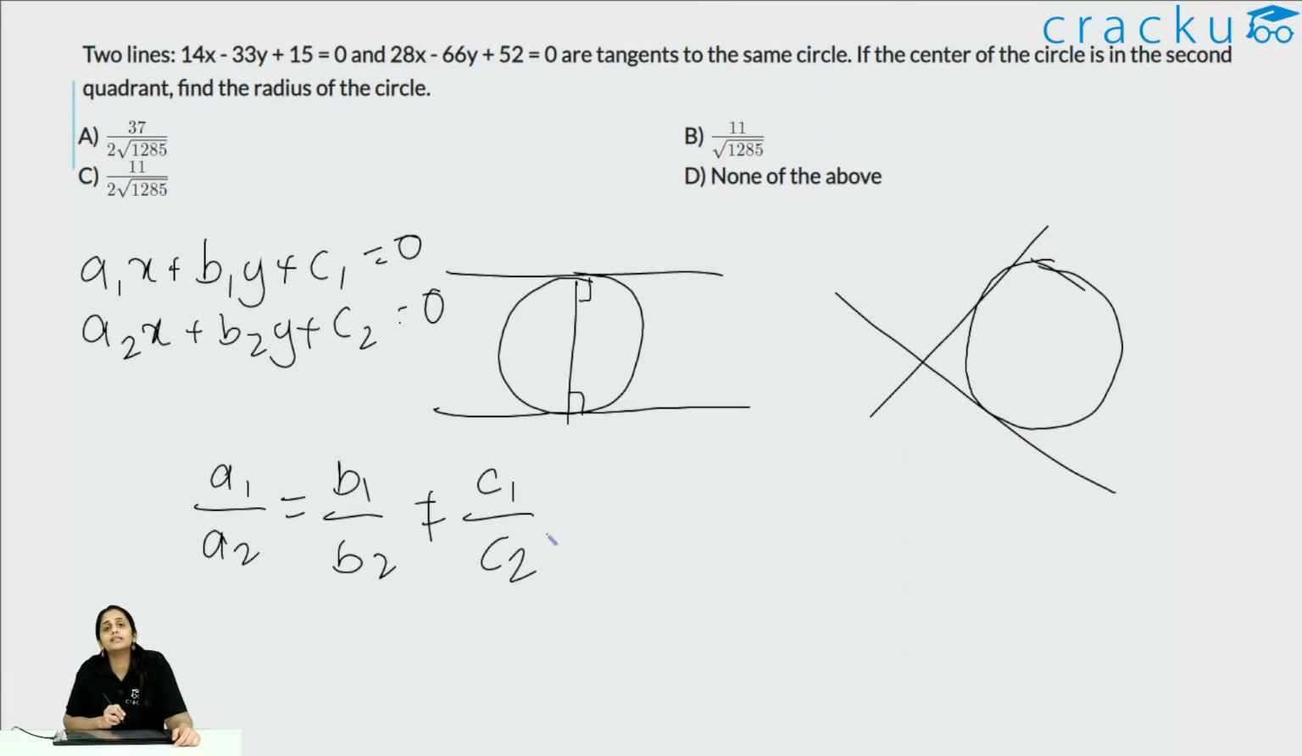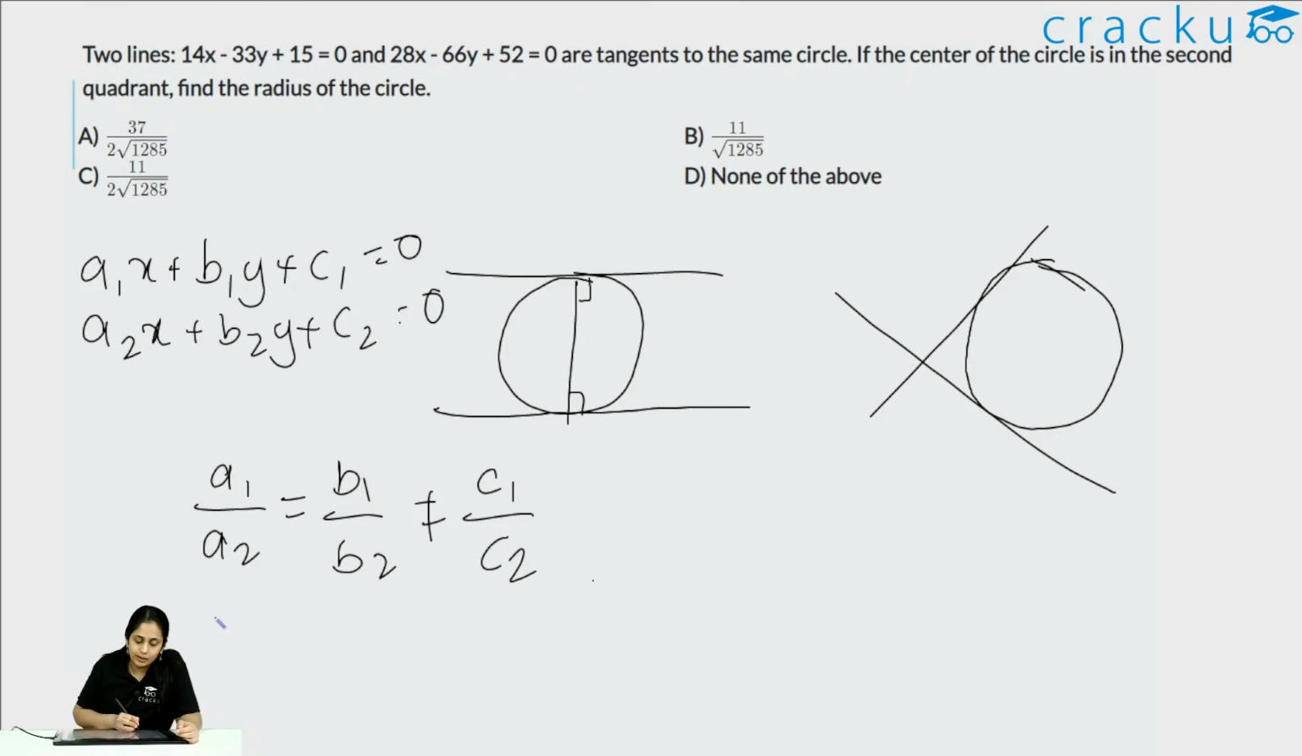What happens if it is equal to c1 by c2? Then it becomes the same line, a coincident line as such. So it is not a group of parallel lines. So let us see what is the case. If a1 by a2 is not equal to b1 by b2, then they are intersecting lines. If a1 by a2 is equal to b1 by b2 but not equal to c1 by c2, then they are parallel lines.